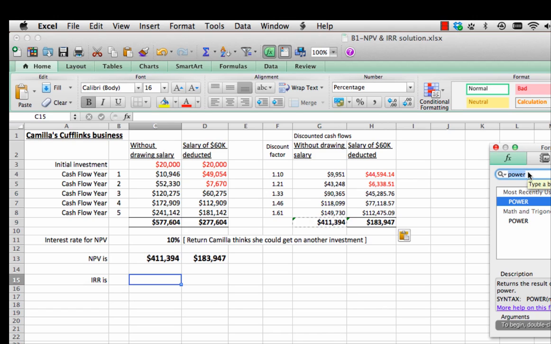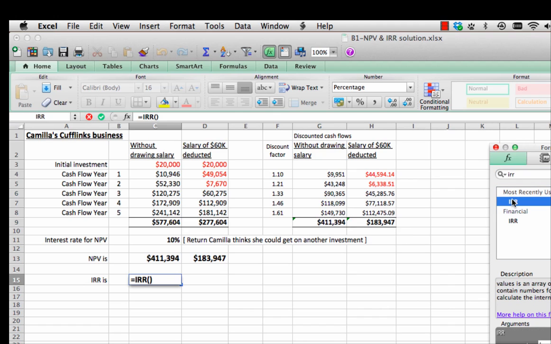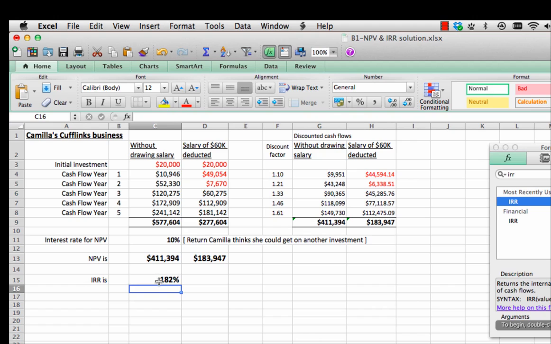I've got my formula builder up here. If I look up IRR, which is the formula for internal rate of return, it wants a set of values and it says you can put in a guess but you don't actually need to. So this one I have to highlight the initial investment as well as the yearly cash flows. And you'll see that gives me the internal rate of return.